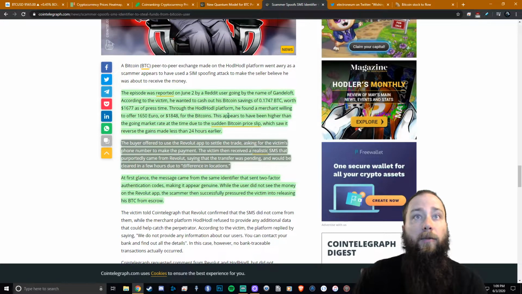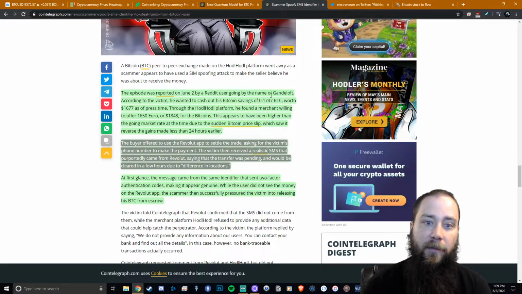Though at a HODL HODL platform, he found the merchant willing to offer 1,650 euro, or $1,800 for the Bitcoins. This appears to have been higher than the going market rate at the time due to the sudden Bitcoin price slip, which saw it reverse the gains made less than 24 hours earlier. So that's probably what got the guy who wanted his coin interested, because he's like, oh, it's higher than what it is. I can just get that. And that gets your mind going right there.